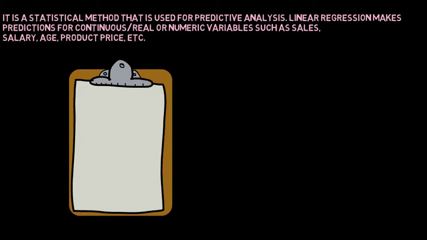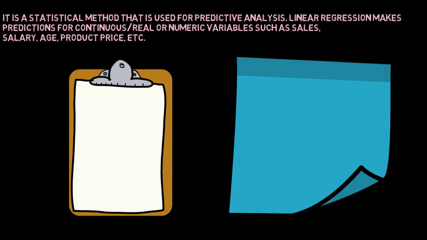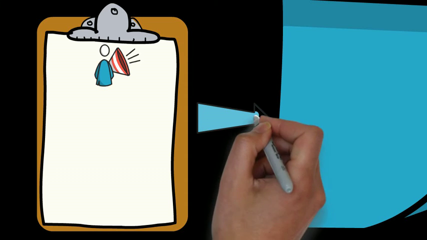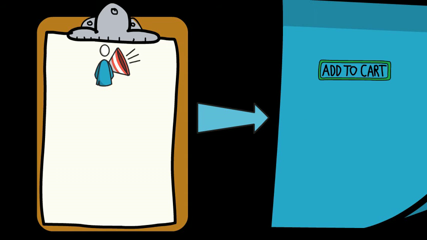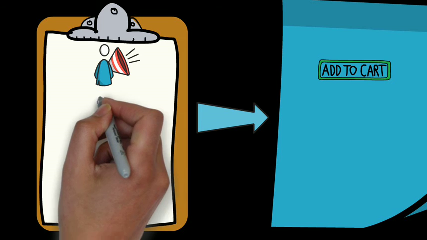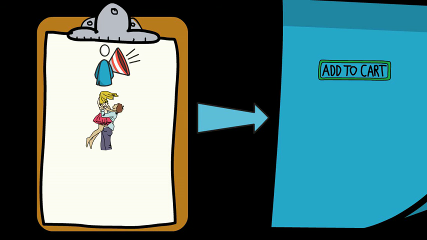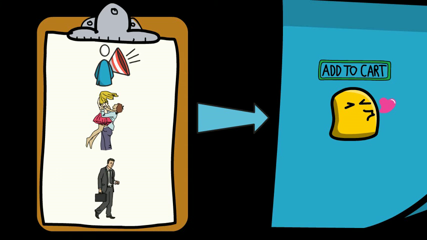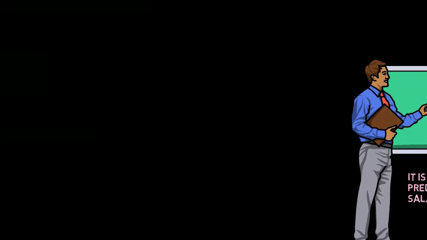Let me show you an example. We can predict the sales done based on how many hours of work the salesman has done, the number of kisses a guy gets based on time spent, and the salary of an employee based on experience. Similarly, we can predict many things.